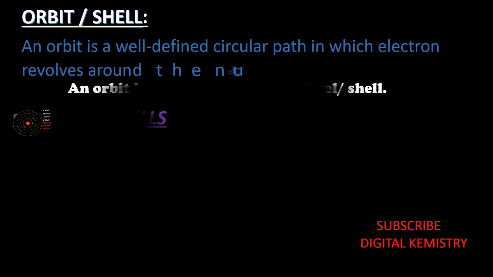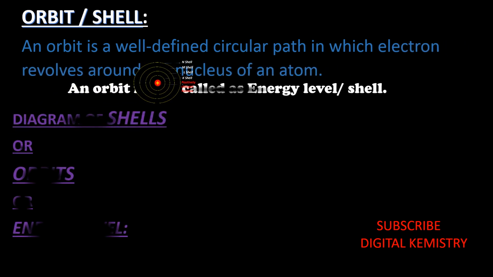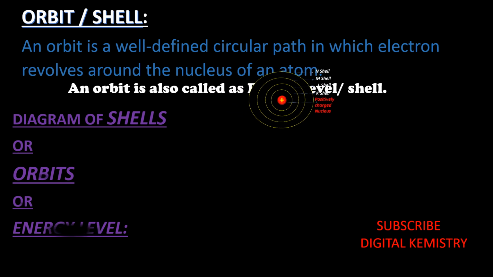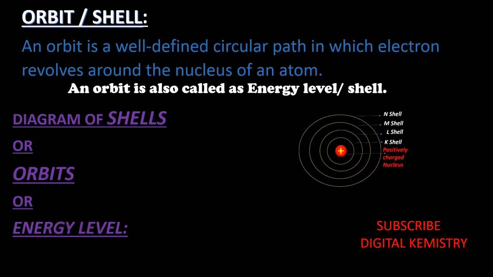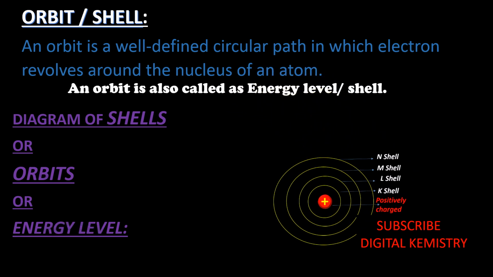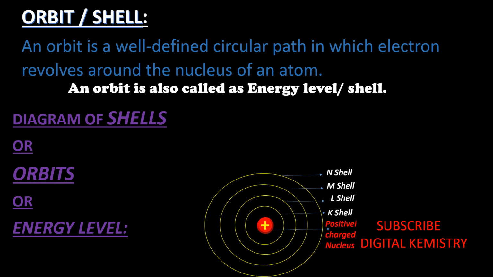An orbit is a well-defined circular path in which the electrons revolve around the nucleus of an atom. An orbit is also called an energy level or shell. Here is a diagram of a shell.